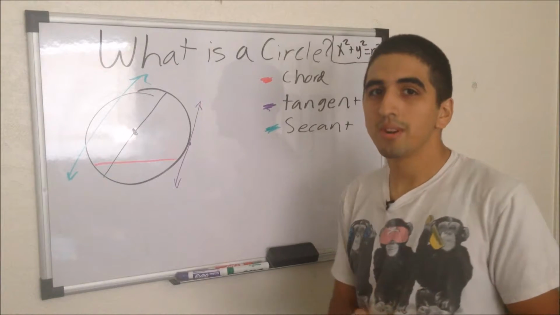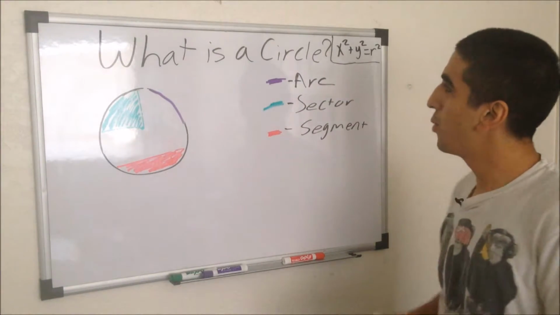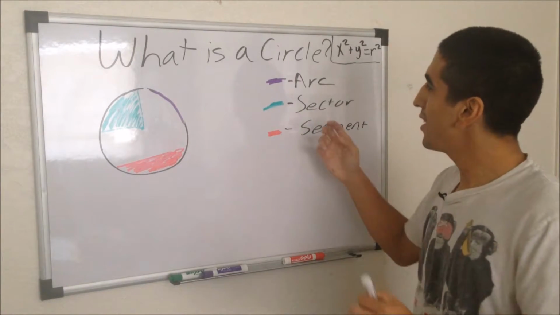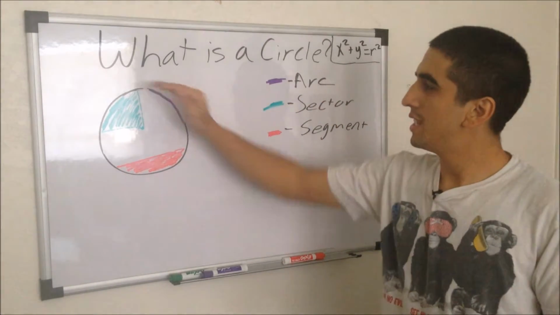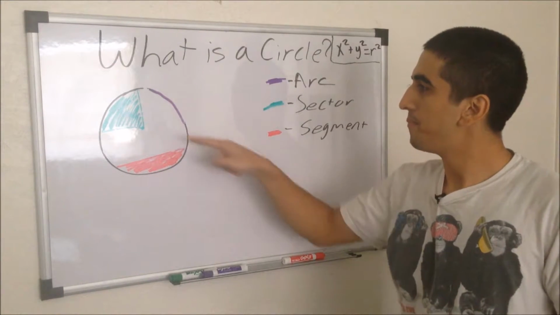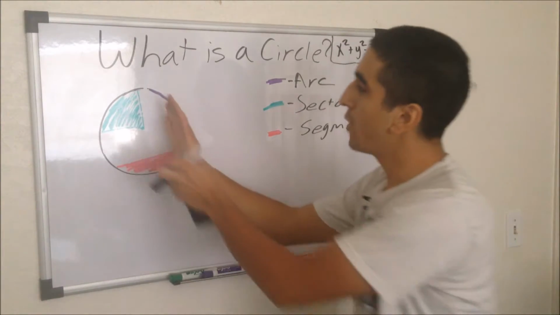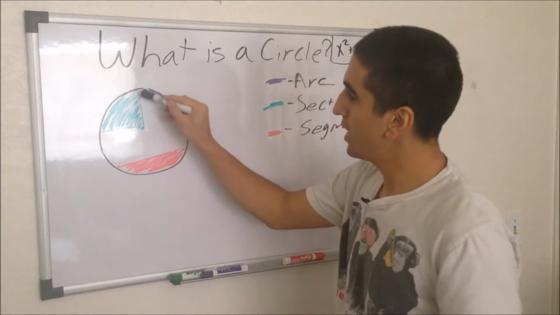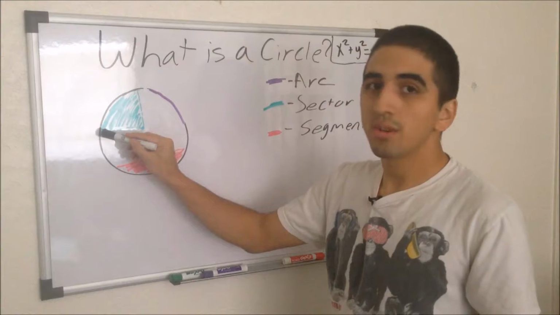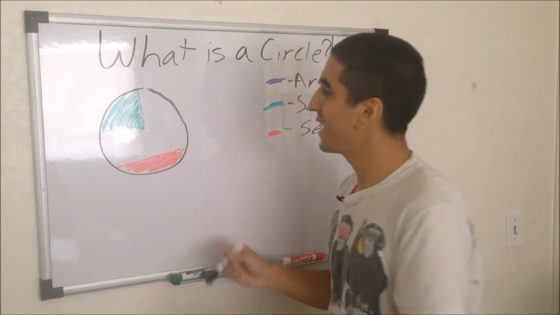But there are still more parts to a circle that we can talk about. Alright, so 3 more parts of a circle. So our arc, I've kind of done it in purple right here. It's just a portion of the circle right there. Our sector is an area of 2 radiuses. So we have radius 1 and radius 2. That means the lines go to the center, and that area in between is called the sector.